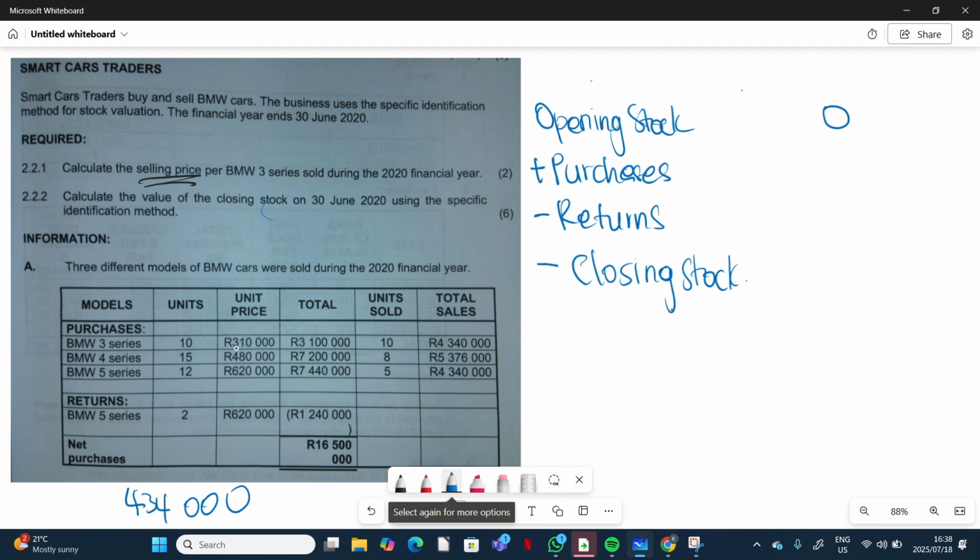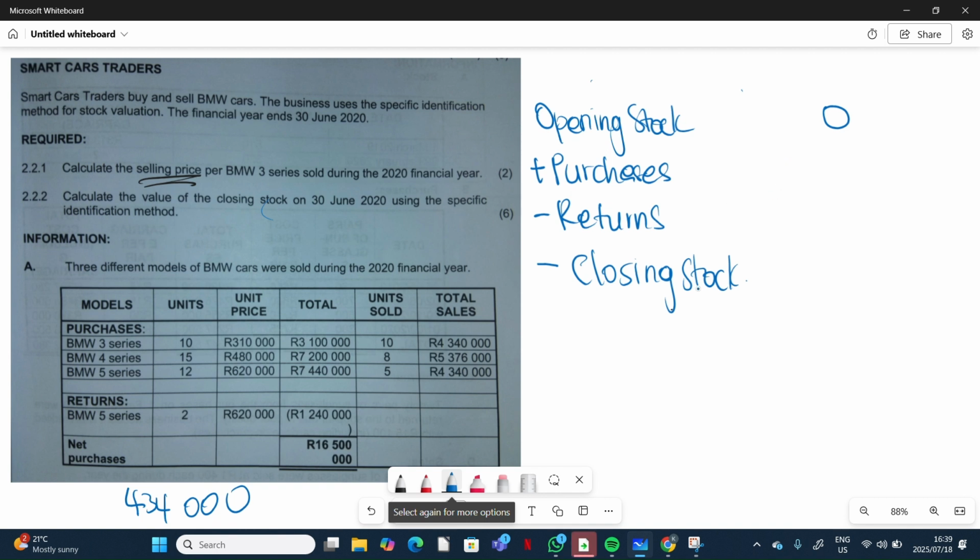Purchases now, check. They bought 10 BMW 3 Series, 15 BMW 4 Series, and 12 BMW 5 Series. But they returned two BMW 5 Series, right? So meaning that they returned two. So meaning that now we have to do that calculation. So now let's get into it and see.